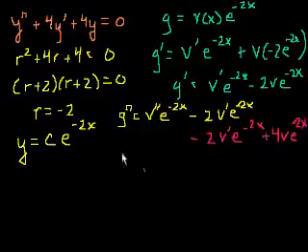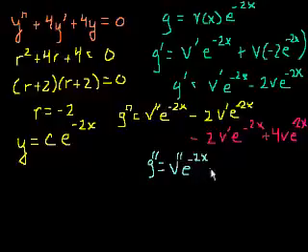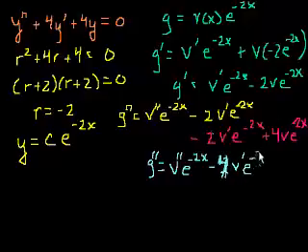And we can simplify this a little bit. So we get the second derivative of g, which is our guess solution, is equal to v double prime e to the minus 2x minus, sorry, minus 4 v prime e to the minus 2x, because we have minus 2 and minus 2, plus 4 v e to the minus 2x.